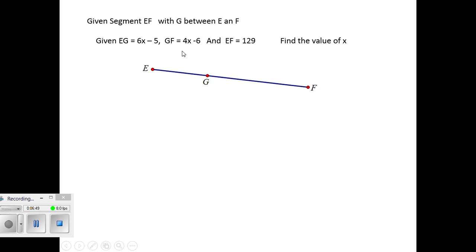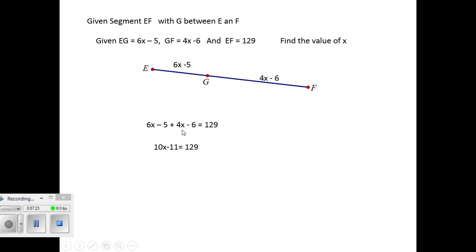So we draw this, which is the condition, some segment, and G is in between them. The length of EG is labeled as 6x minus 5. The length of GF is 4x minus 6. And the entire length of EF is 129. So I simply put those in there, and lo and behold, I can apply my segment addition postulate, which says that EG plus GF is equal to the entire length EF.